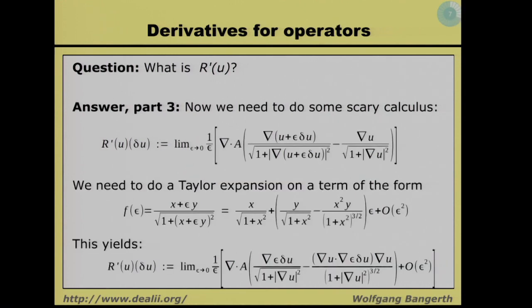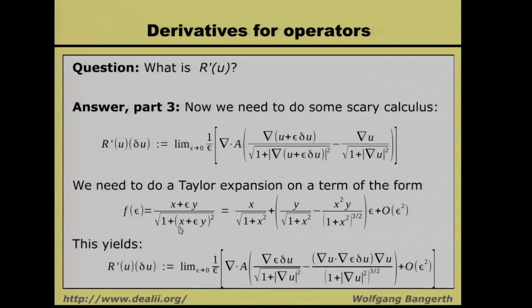And now, when I want to look at the difference between these two fractions, essentially what I have is a function of x plus epsilon y. So think of x as u and y as delta u. And then I would like to write this in terms of something that doesn't depend on epsilon, plus something that's linear in epsilon, plus something that's quadratic in epsilon, and so on and so forth. So I want to do a Taylor expansion. While you can do this, it's not terribly difficult. You just have to write it down.